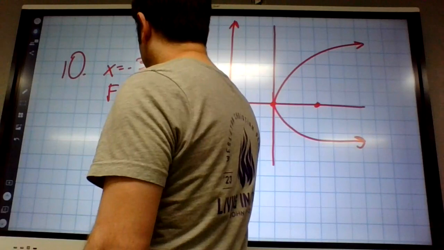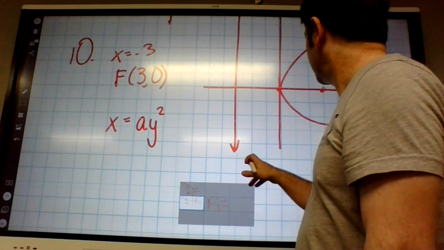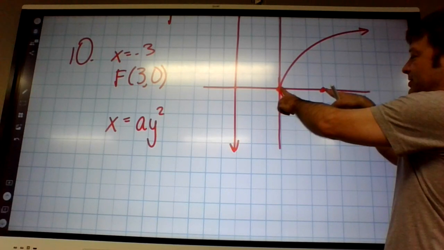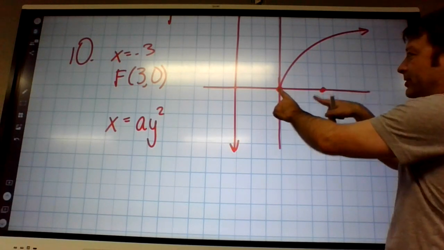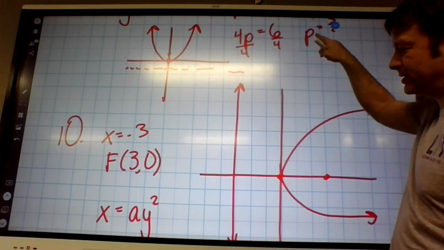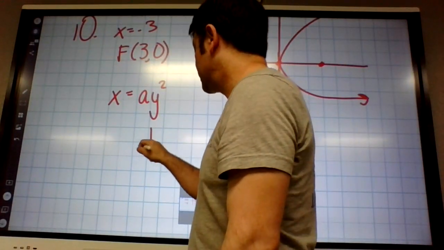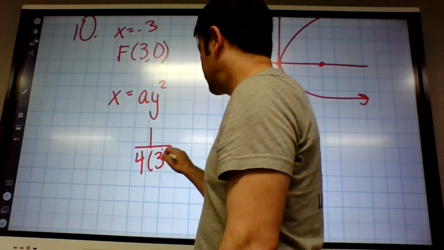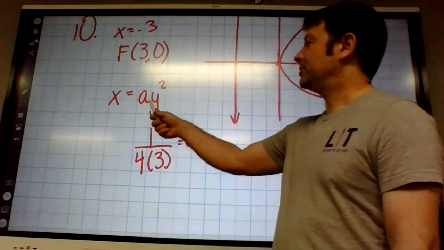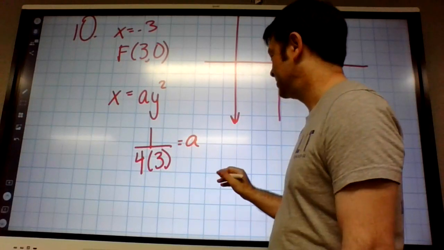I guess I'll put an A right there. To find out what A is, we need to use that little formula. So if the focus is 3 to the right, then what do we know about that p value? It's 3, okay, because it moved 3 away from the vertex. So the p value is 3, so that'll kind of tell us what should go in front of the y squared. 1/7? No, sorry, 112.